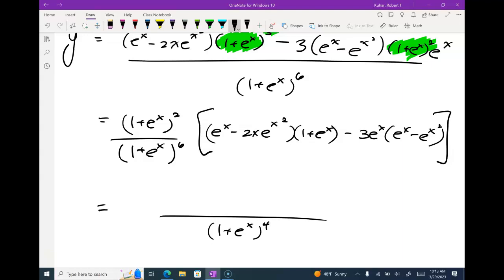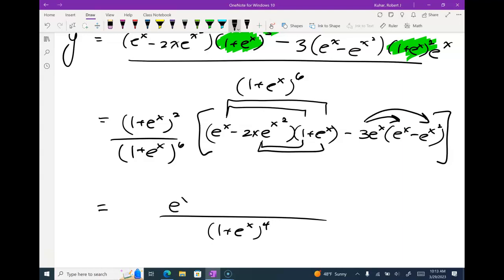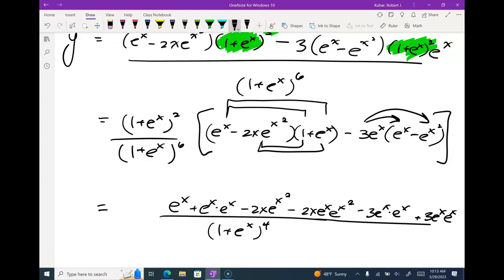So I'm going to have to FOIL here and distribute here. So I get e to the x plus e to the x times e to the x minus 2x e to the x squared, minus 2x e to the x e to the x squared. That's my foiling. Now my distributing, minus 3 e to the x times e to the x, and then plus 3 e to the x e to the x squared.